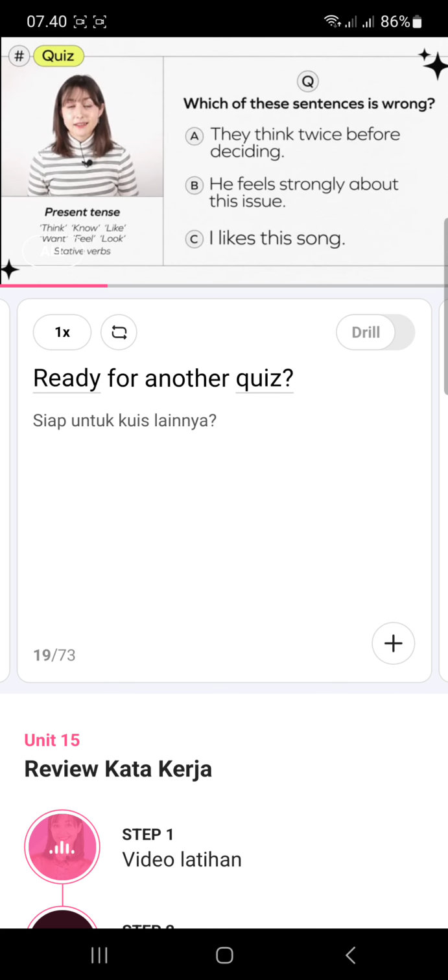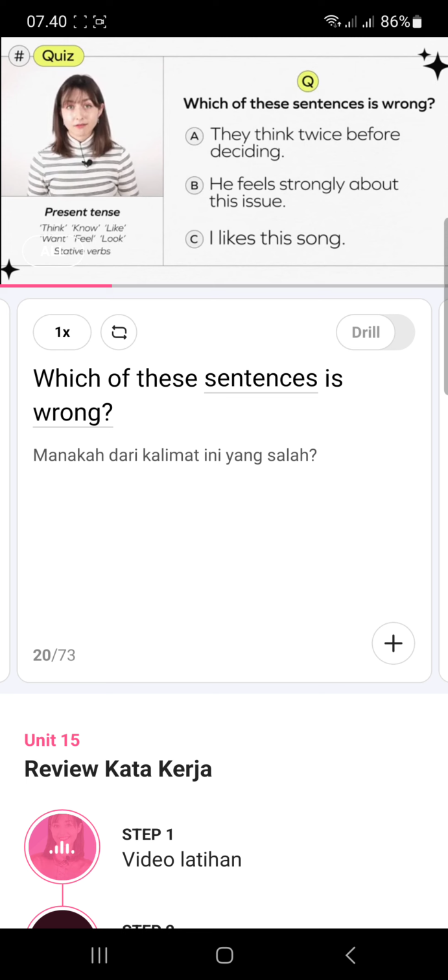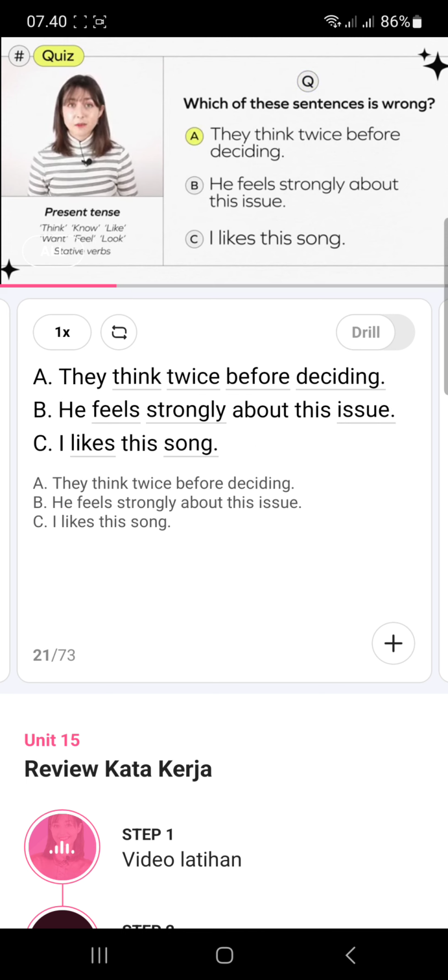Ready for another quiz? Which of these sentences is wrong? A. They think twice before deciding. B. He feels strongly about this issue. C. I likes this song.